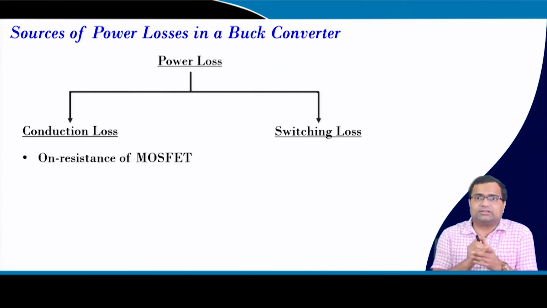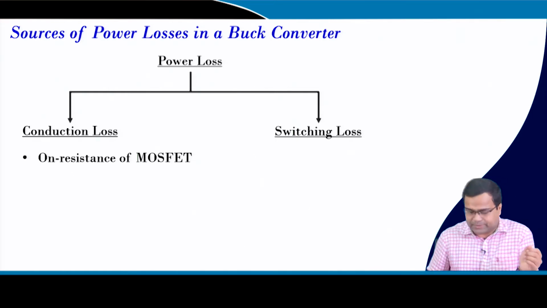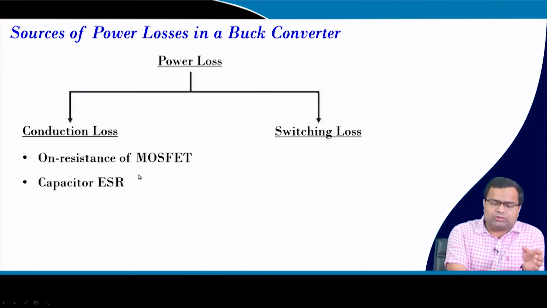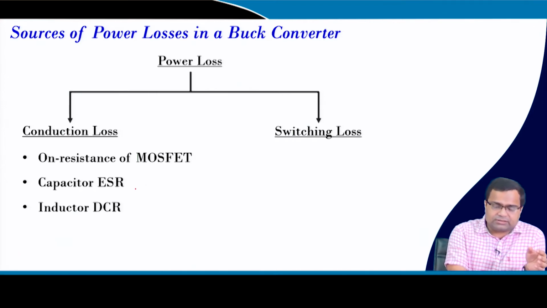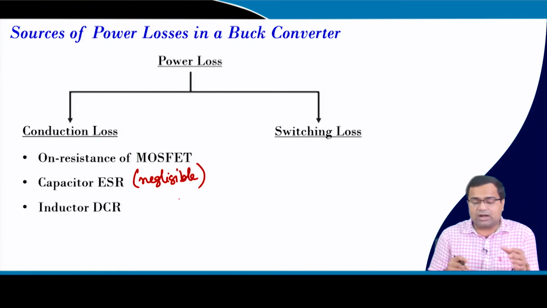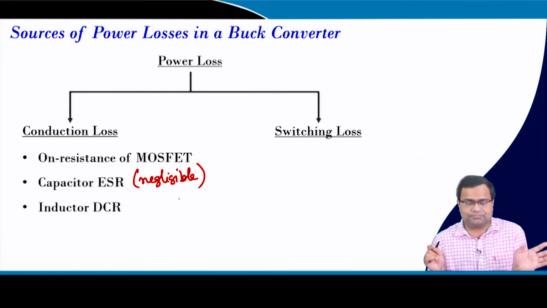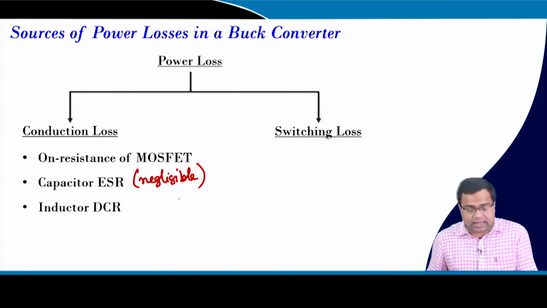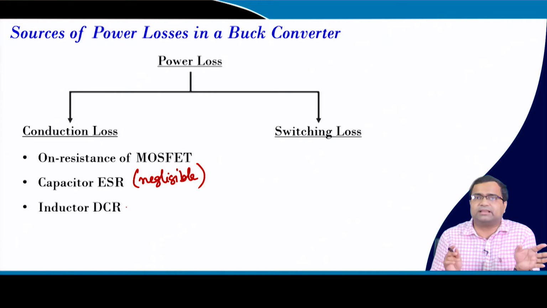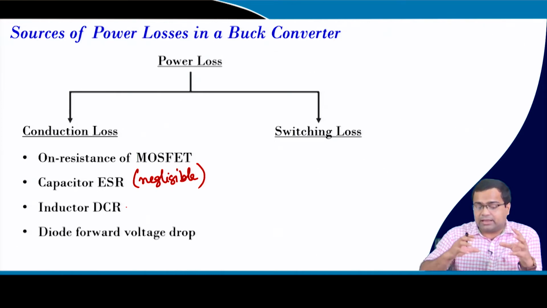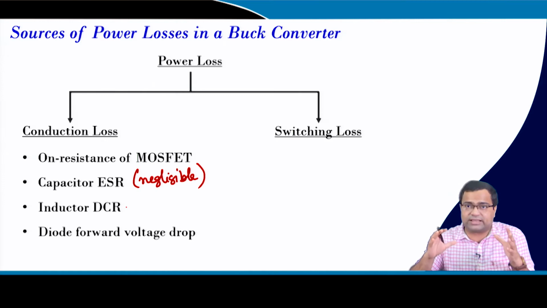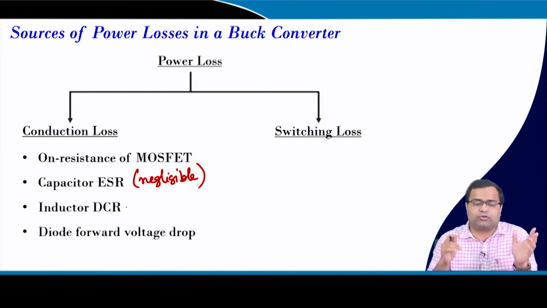Under the conduction loss, we have the losses due to the on-state resistance of the MOSFET, and the ESR of the capacitor, although this is sort of negligible under high load or medium load. But this may not be negligible when you go for very light load and if you continue to operate in continuous conduction mode. Then the inductor DCR, the DC resistance of the inductor, causes conduction loss, and if you take a diode based DC-DC converter, not the synchronous one, then the diode forward drop will also contribute to conduction loss.